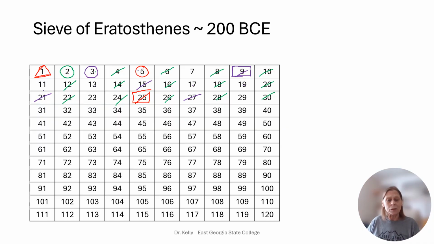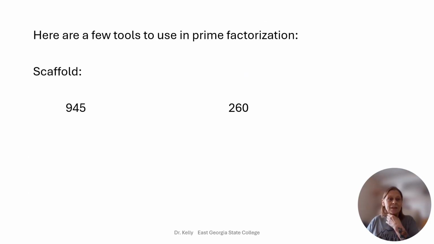So remember, we circle the primes and we remove all the multiples of that prime, and then what we're going to be left with is a list of all the primes. All right. So here are a few tools that we use in prime factorization.